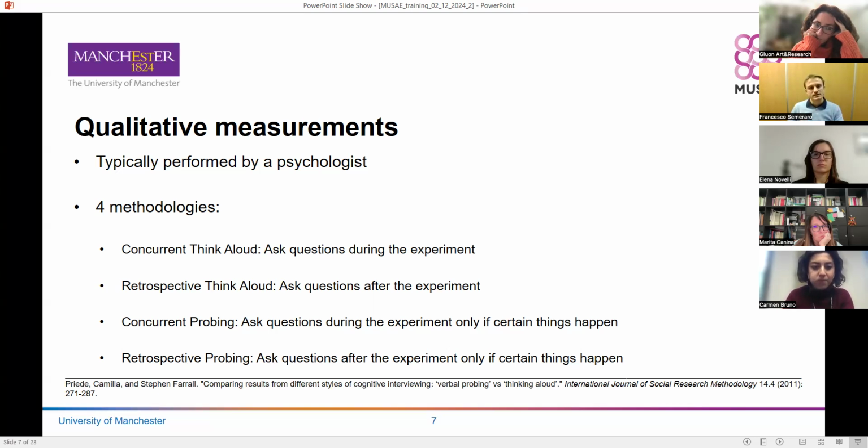In the retrospective think aloud, you ask them the same questions after the experiment, so you don't interfere with the experiment itself, but you are relying on the participants remembering the whole interaction they had with your system. Which again can't be guaranteed every time.